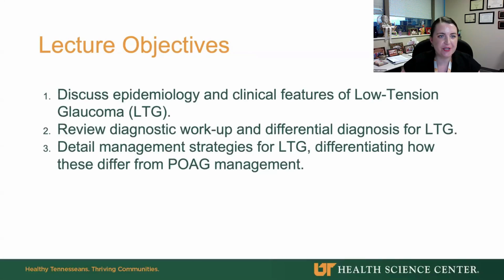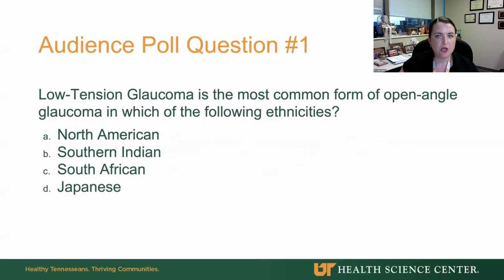Our objectives will be to discuss the epidemiology and clinical features of low tension glaucoma, or LTG, review the diagnostic workup and differential diagnosis for LTG, and detail management strategies for LTG and differentiating how these may differ from primary open angle glaucoma management. So I've got a couple poll questions to start, and these will be the same poll questions at the end for review.